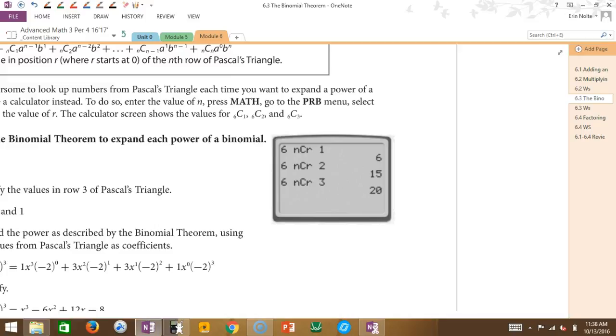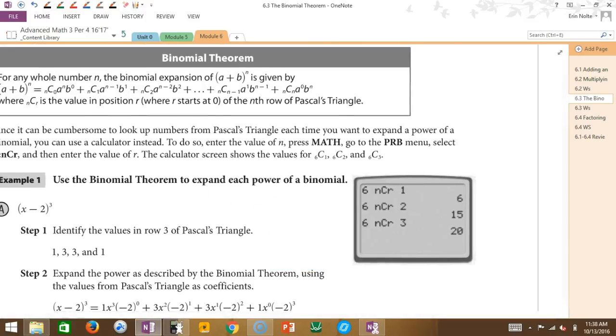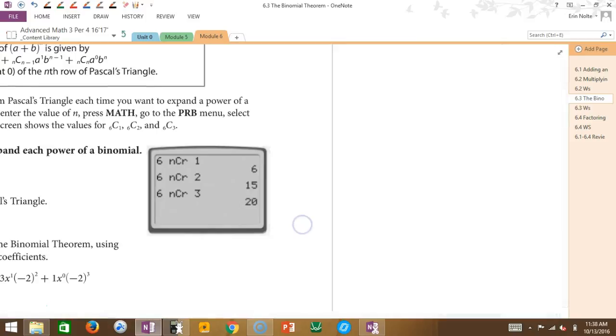nCr, you would have done it with, okay, so for example, if you have 6Cr, or 6C1, okay, that's 6 combinations of 1. So that means like if you had 6 cards, how many combinations of 1 can you make? So I could have like a 1 and a, yeah, 6 of them, right? Okay, so that would be 6.